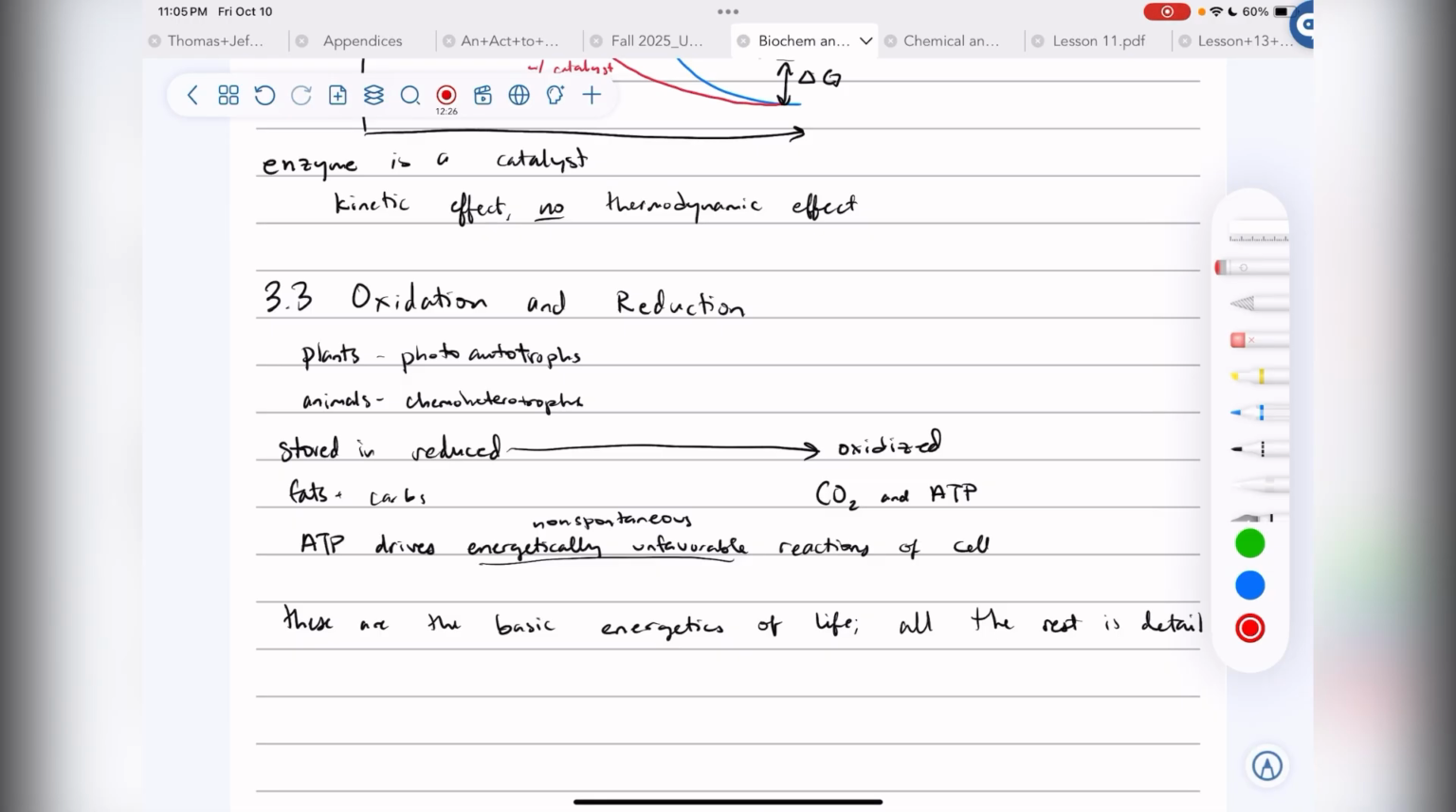Let's see. So plants are photoautotrophs, animals chemoheterotrophs. Basically what the book was talking about in this part is that all energy comes from the sun. Solar energy gets converted into food for the plants, so the plants can grow.